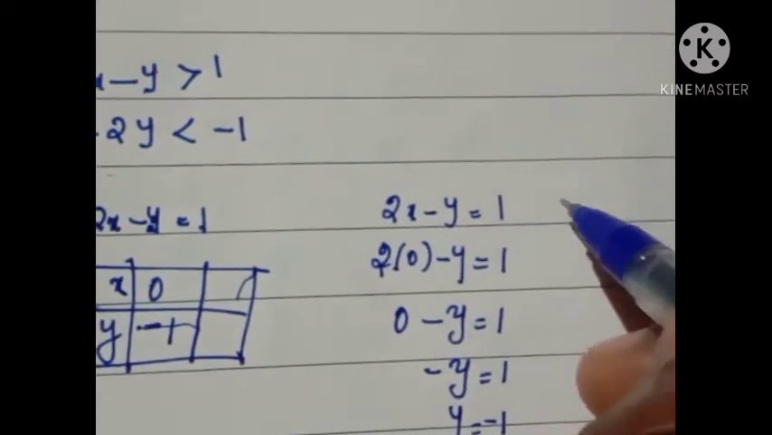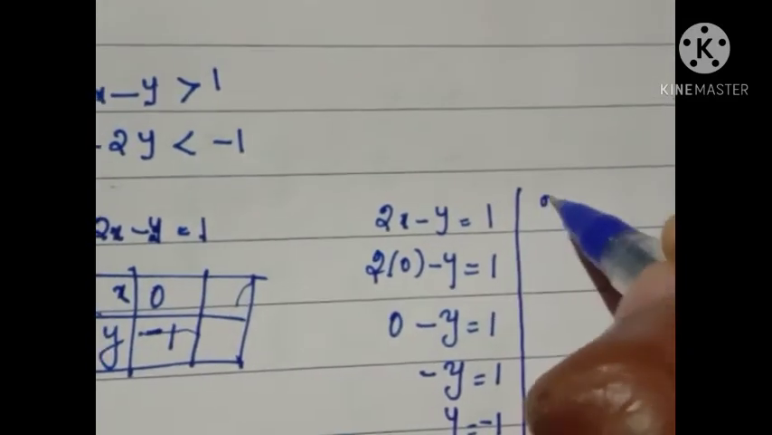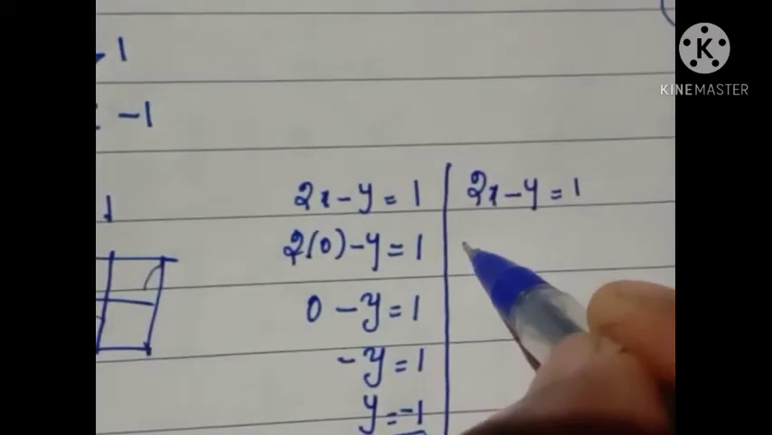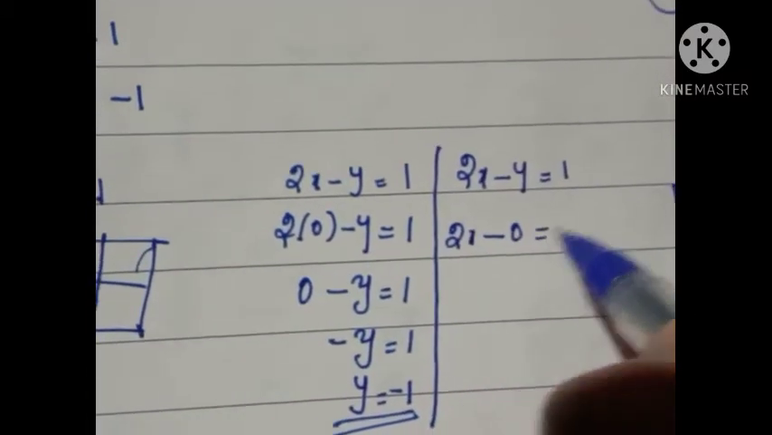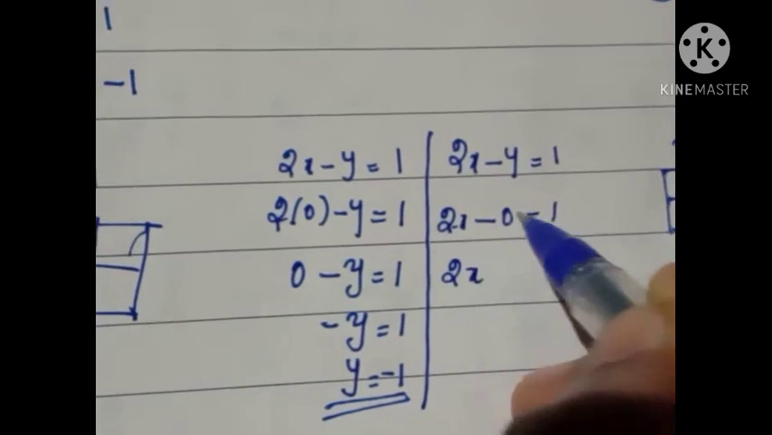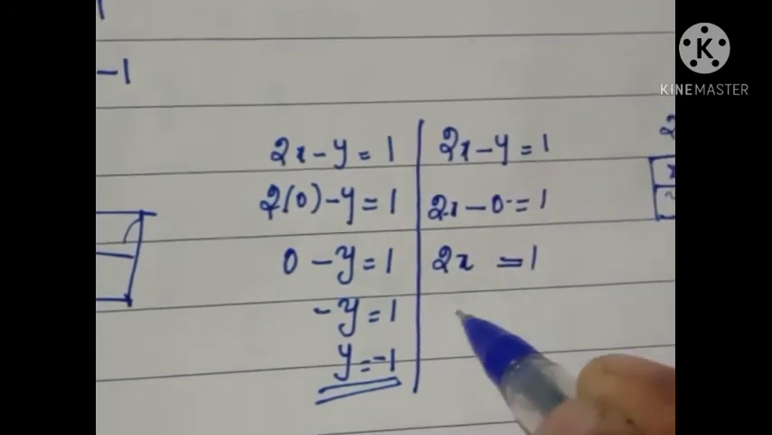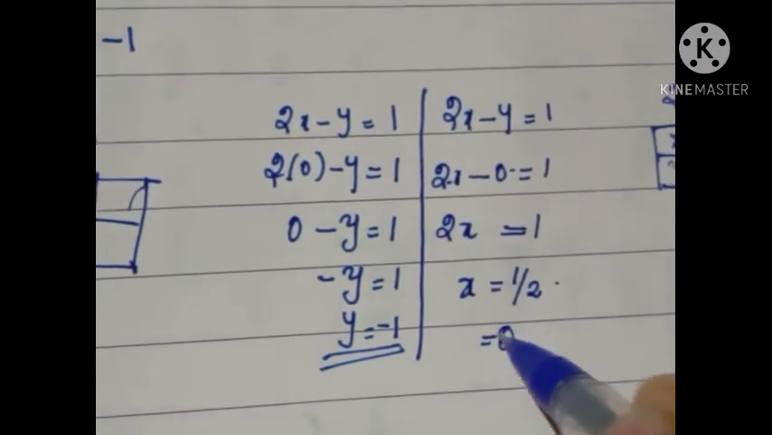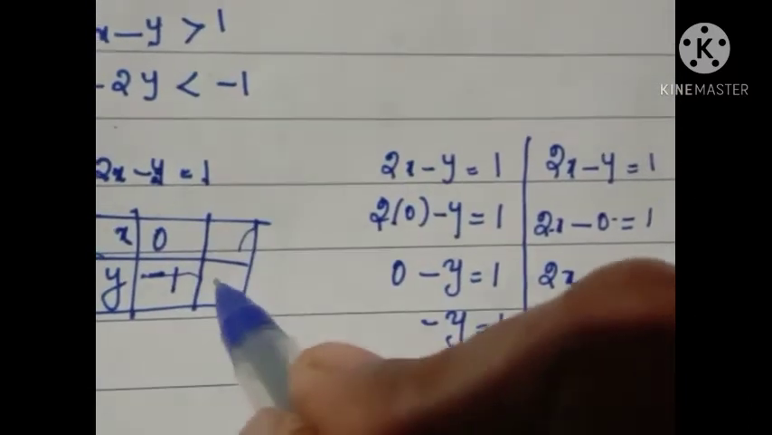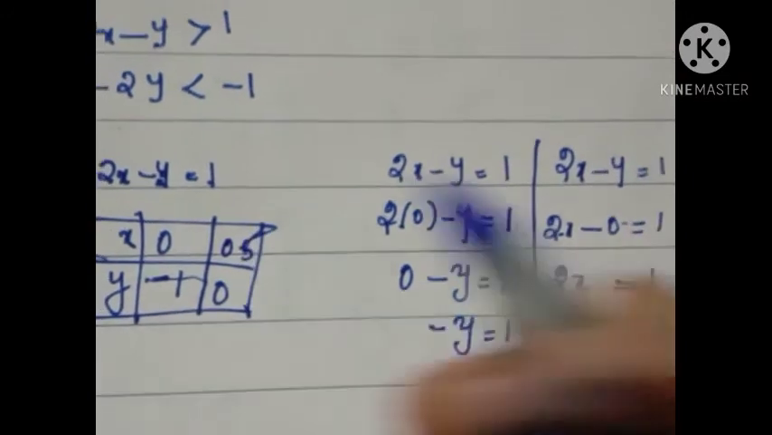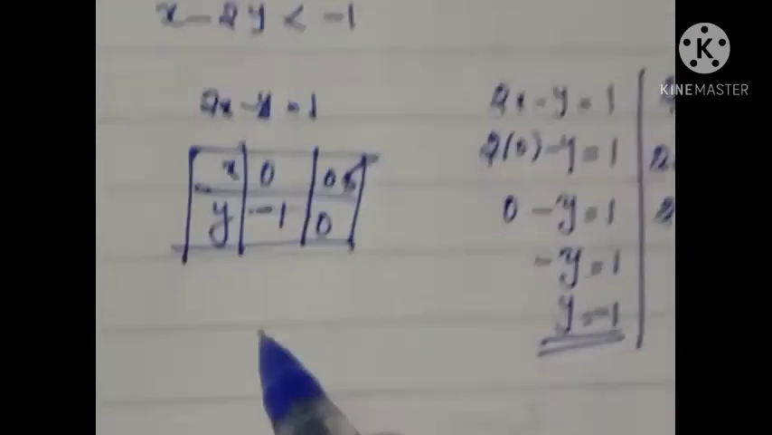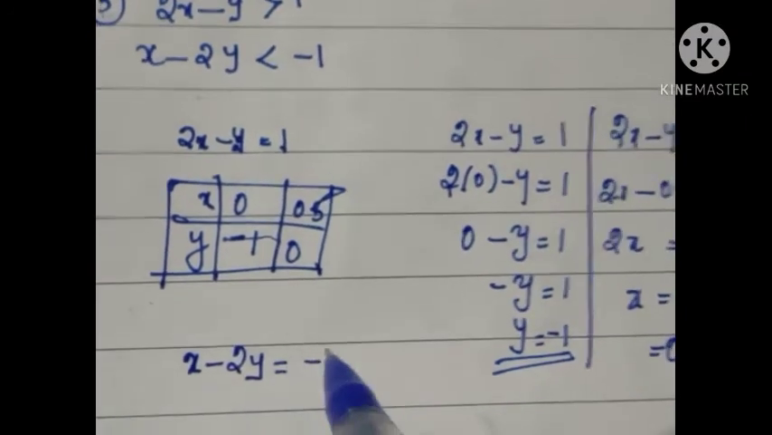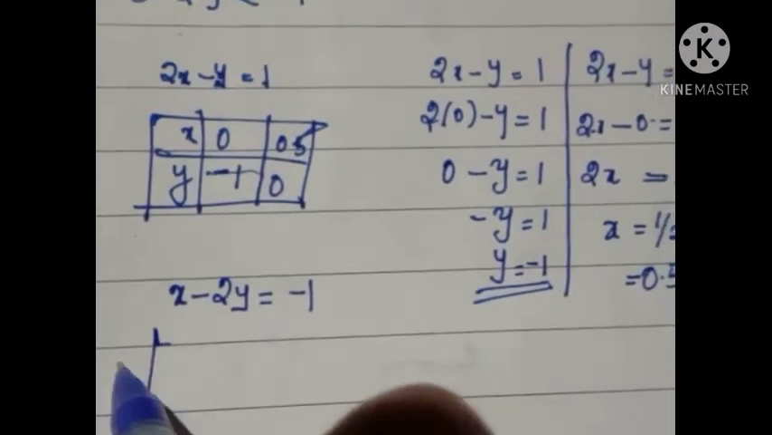If we put y = 0 in the equation 2x − y = 1, let's see: 2x − 0 = 1. 2x − 0 is 2x. So 2x = 1 or x = 1 by 2, which is 0.5. Now the next equation is x − 2y = −1. Now see the points.